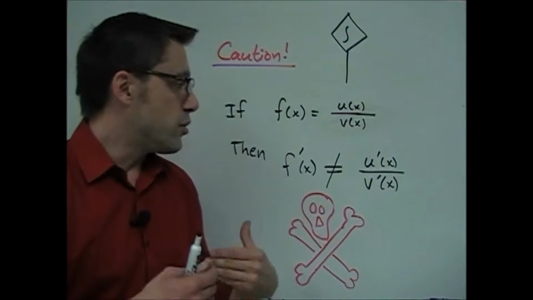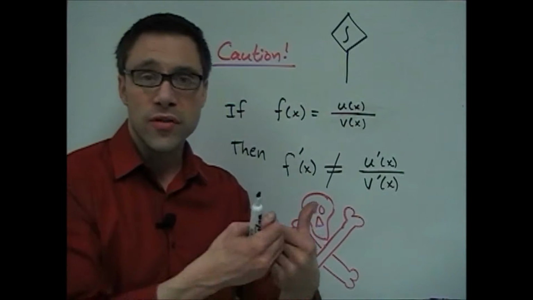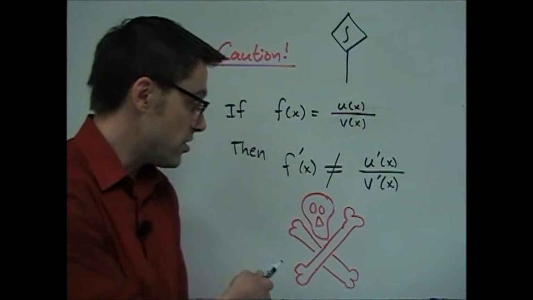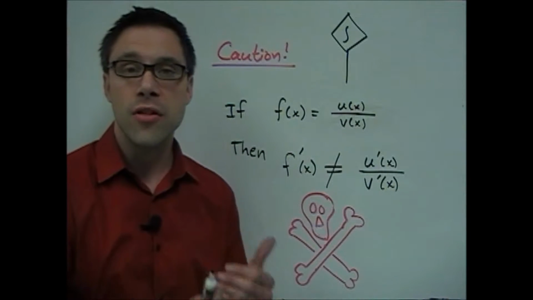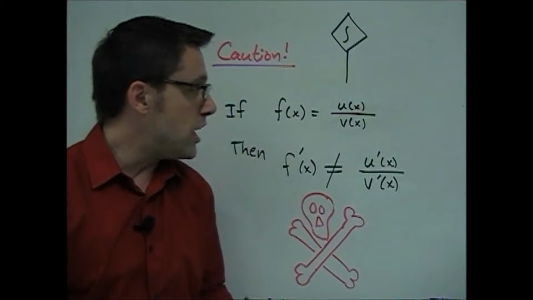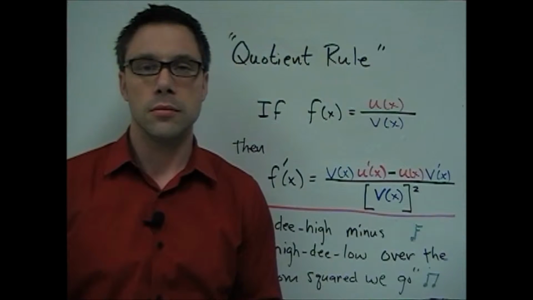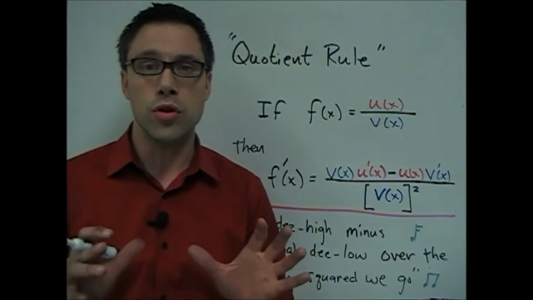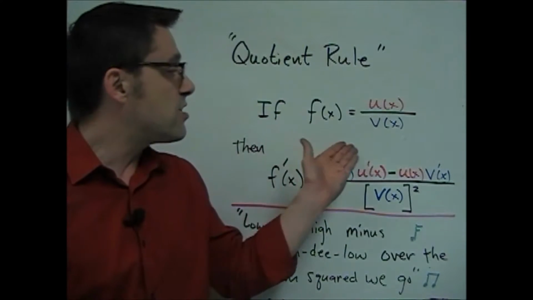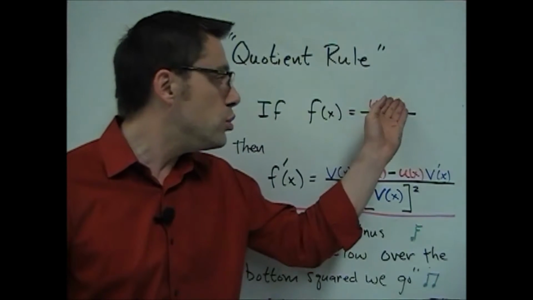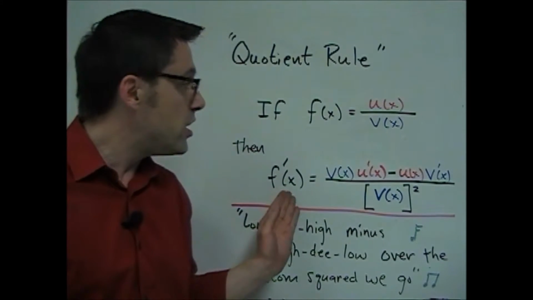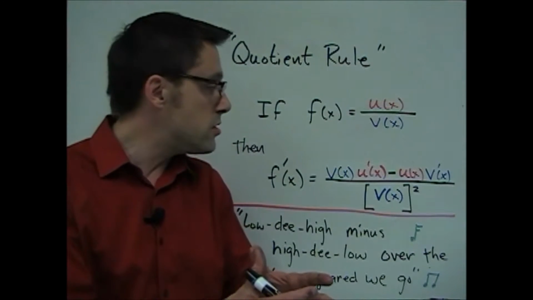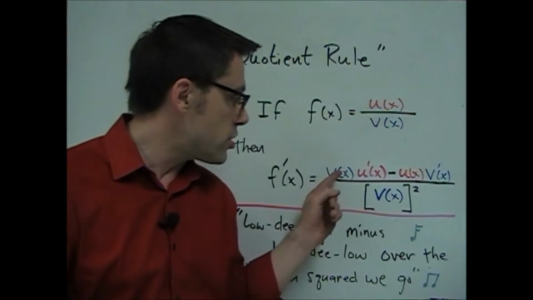So in other words, the derivative of the quotient is not the quotient of the derivatives at all. And I've written a skull and crossbones here, so that's not true. Okay? There's another rule for differentiating the quotient of two functions. So here's the actual quotient rule. If f is defined as the quotient of two functions, u over v, where v is non-zero, then the derivative of the quotient of these two functions is given by this expression.